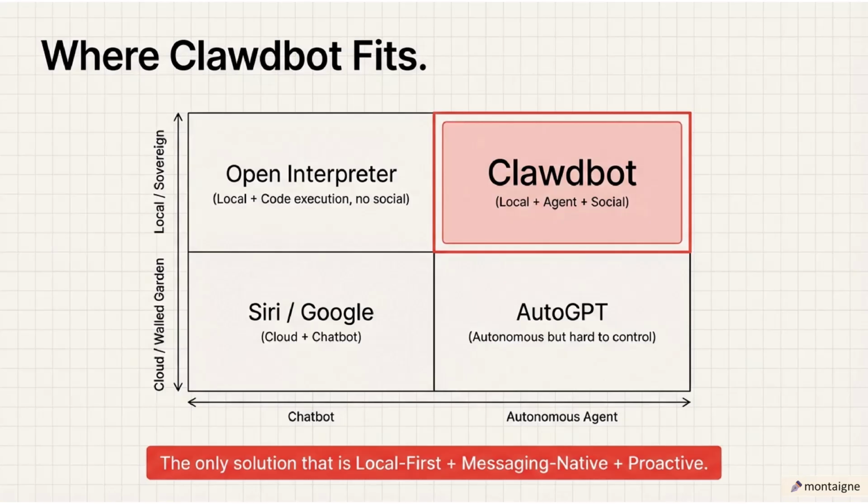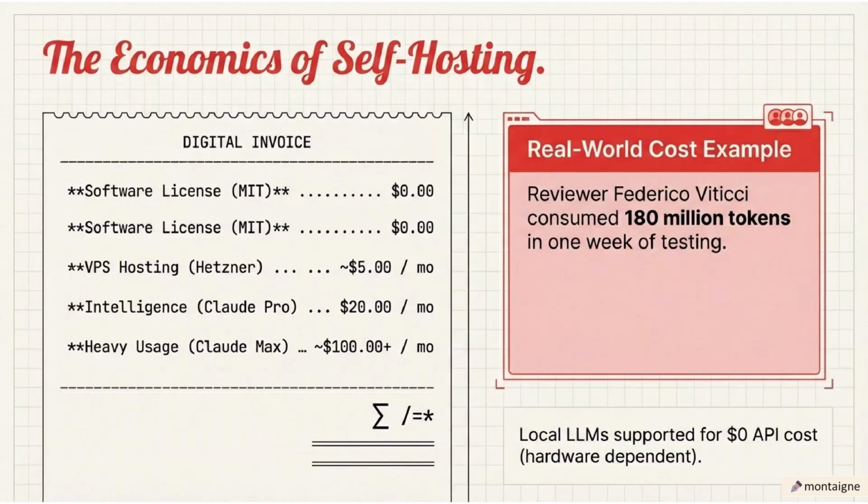It's sovereign, running locally on your hardware, but it's also messaging native. It doesn't just wait for a terminal command, like Claude Code. It lives in your WhatsApp, Telegram, proactively reaching out to you just like a human assistant would. But running your own sovereign infrastructure does change the economics. Let's break down the cost.